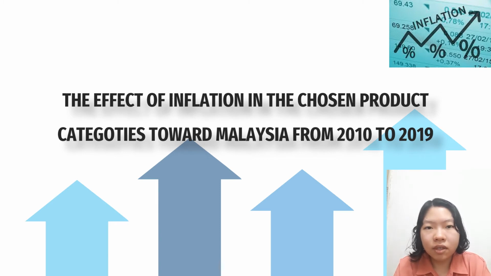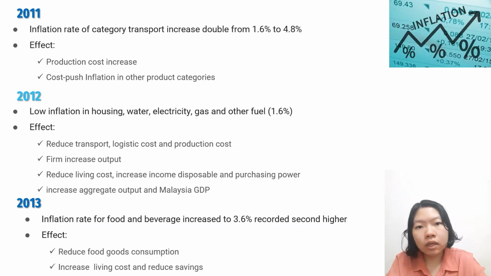And I will present the part on the effect of inflation in the four product categories toward Malaysia from 2010 to 2019. In 2011, it's found that the inflation rate for the transport category increased almost double from previous years. This caused production costs to increase as transport costs increased and led to cost-push inflation on other product categories. Well, in 2012, the inflation rate decreased in all four product categories.